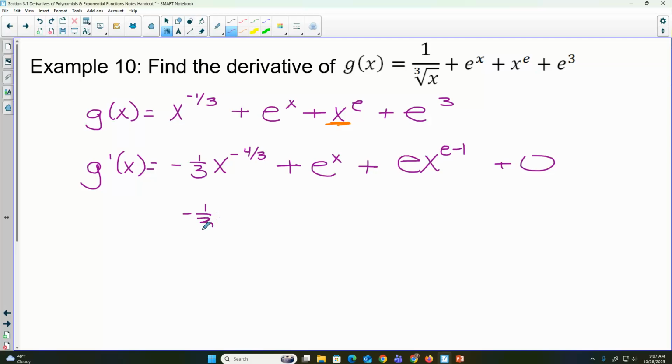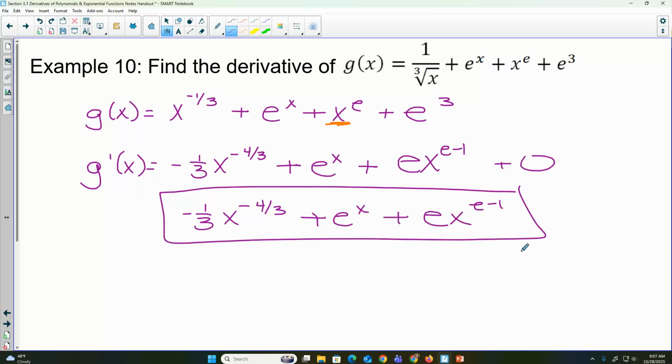So we just get negative 1/3 x to the negative 4/3 plus e to the x plus e x to the e minus 1. That one's hard because you see e's and it's a letter, so we want to think of it as a variable. But remember, it is a set value.